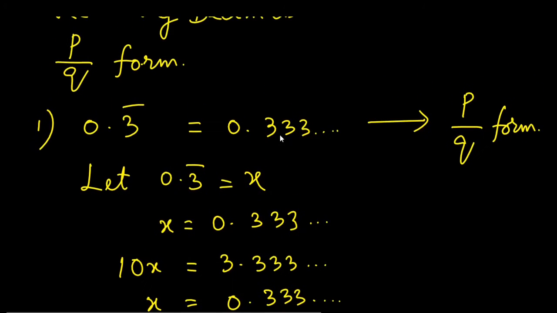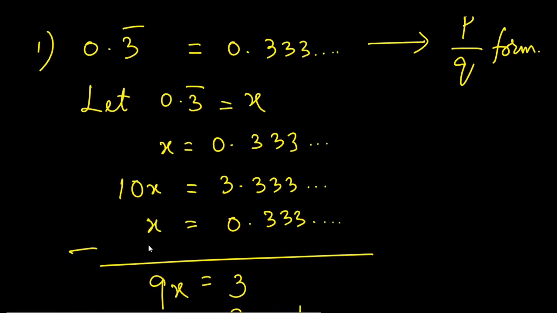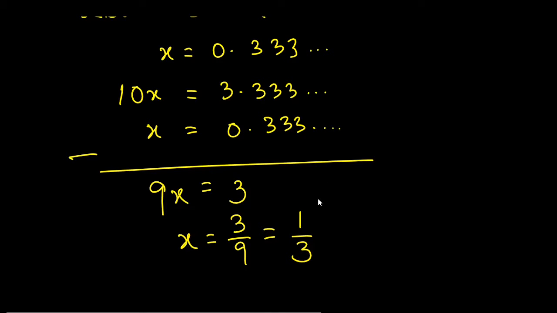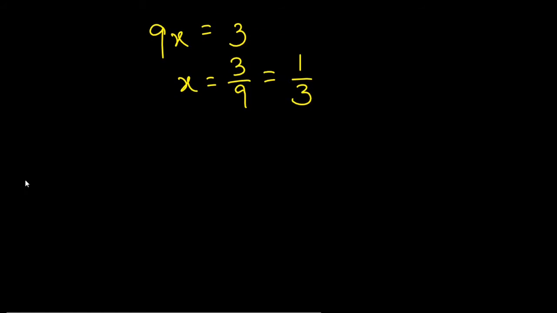So to convert a non-terminating recurring decimal to P by Q form, let us consider it as x. Based on the digits in the recurring portion, the period, take 10 times or 10 power times x and subtract the x value from this. We are going to get the x value in P by Q form. So let us see one more example.